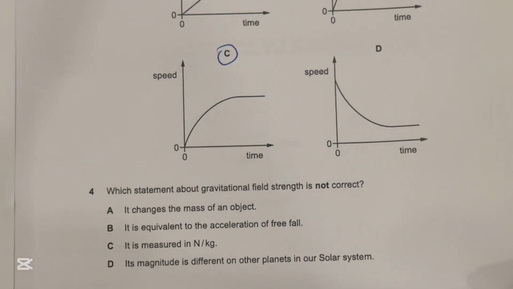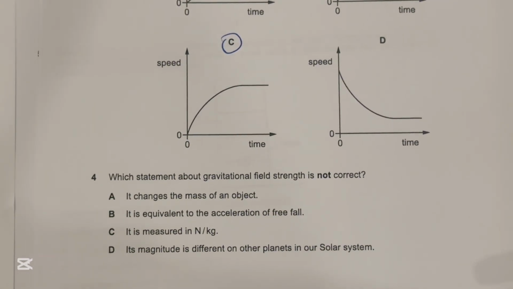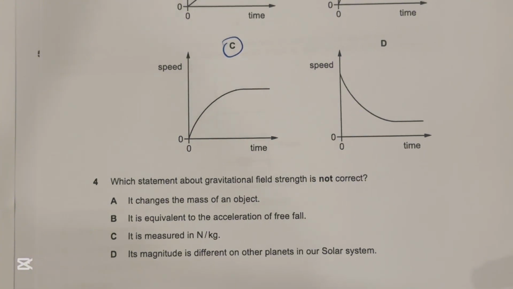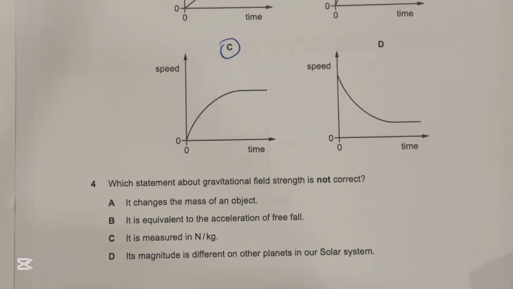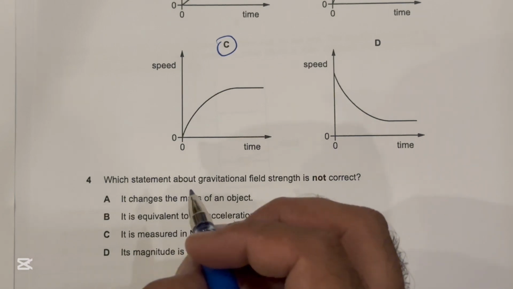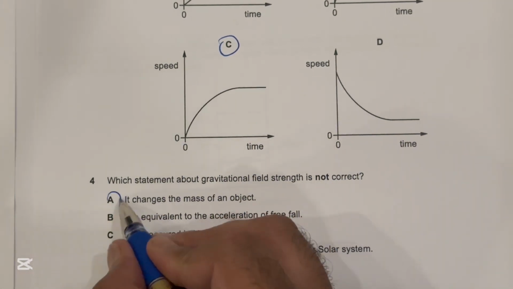Moving to question number 4. Which statement about the gravitational field strength is not correct? It changes with the mass of the object. No, gravitational field strength does not depend on mass, it is a fixed quantity. So option A is not correct.